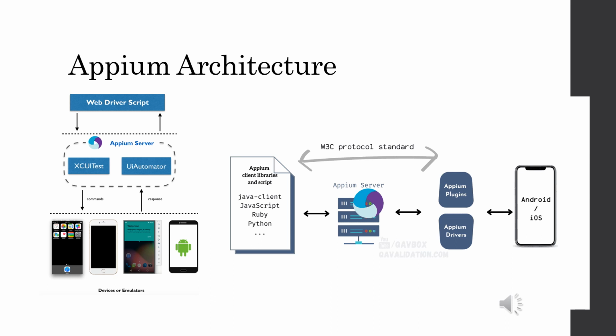On the other side, you can see it uses the W3C protocol standard, which has Appium client libraries and scripts: Java client, JavaScript, Ruby, Python, any programming languages that we get in the client libraries will be communicated to the Appium server, and thus Appium uses Appium plugins and Appium drivers to communicate with the Android and iOS applications.